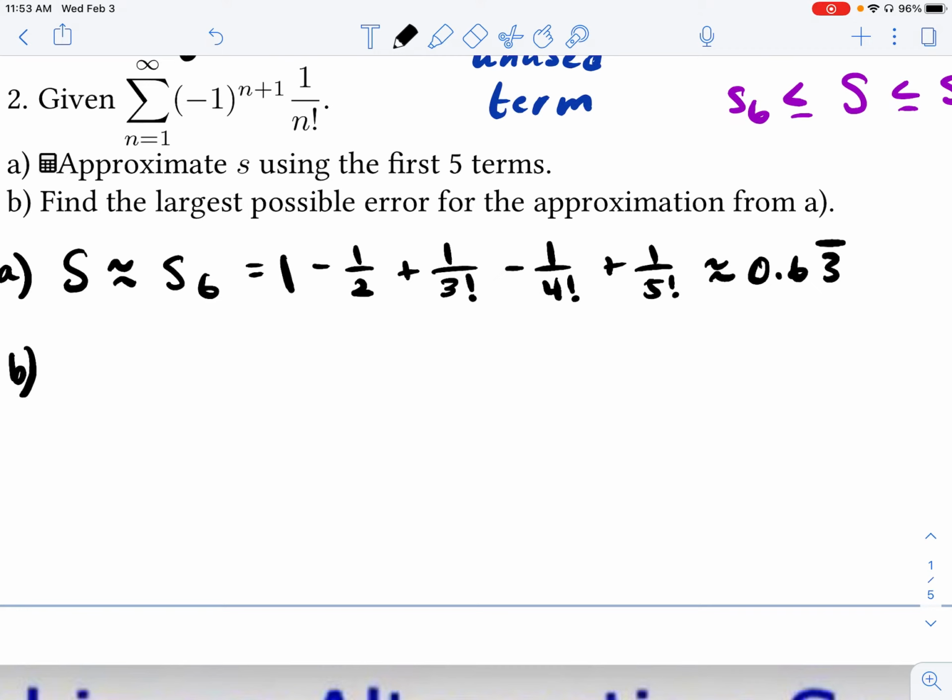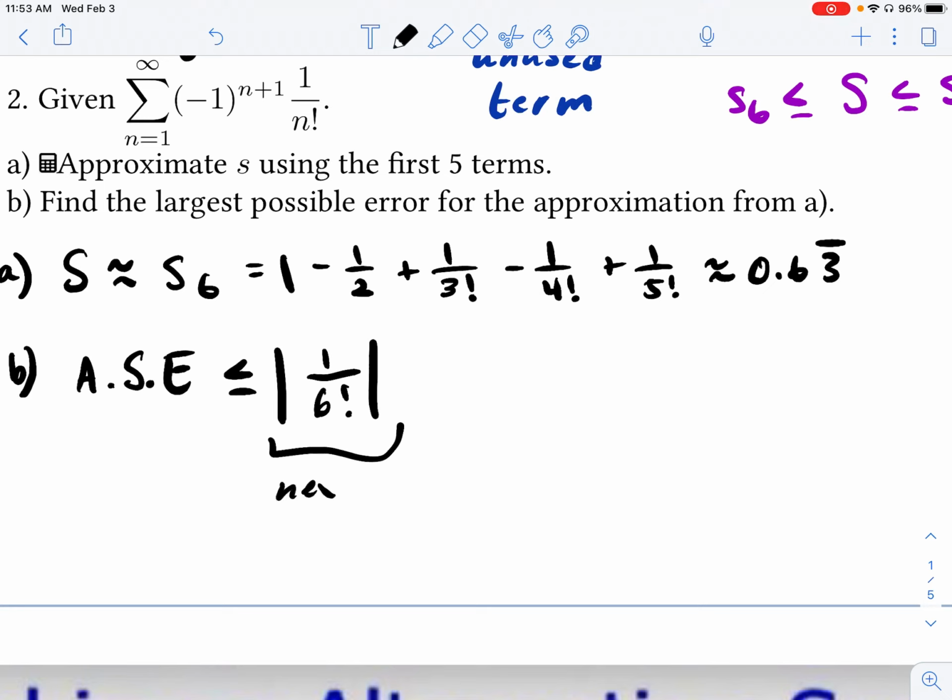Well, let's figure out what's the largest possible error that we could have. Our alternating series error must be less than or equal to the absolute value of our next unused term, which would be 1 over, what's the next unused term? 6 factorial. This is our next unused term. And how much is it off by? What is that numerically? It's approximately 0.00139, right? So that's the largest possible error that we could have in this alternating series.